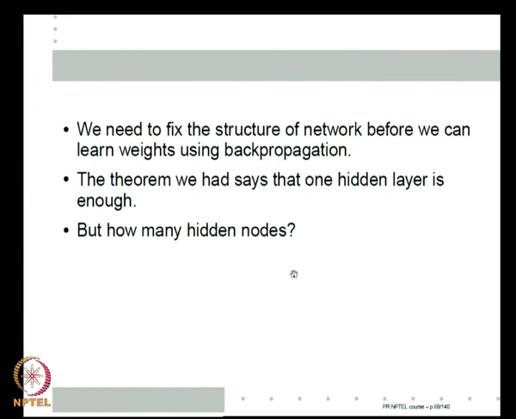Sometimes using two hidden layers might be better. Suppose I have a 50-dimensional feature vector. Let us say I want a 3-layer network with one hidden layer, and let us say 10 hidden nodes.